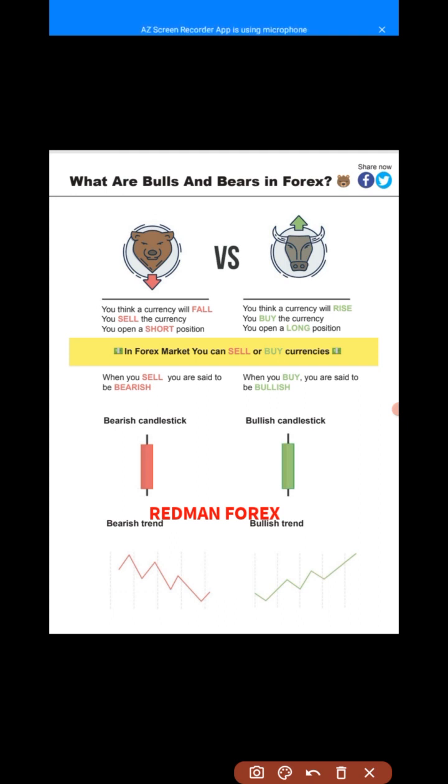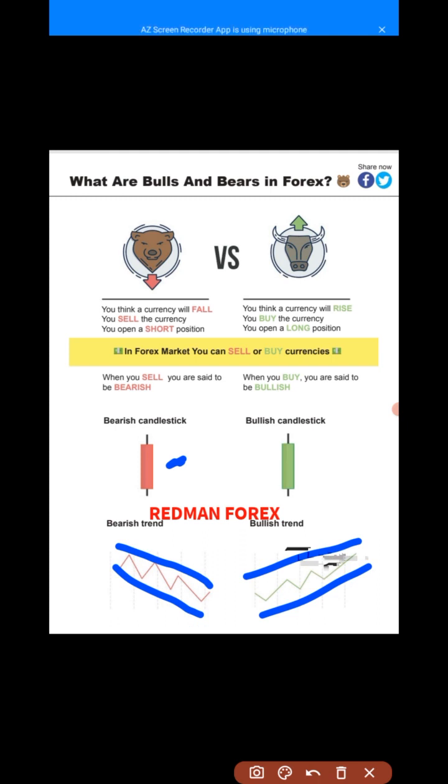So if you say the market is going bearish, that means I would simply analyze the channel and I'll see that the market is going down. So going down, that means a bearish candlestick. Going up, that is a bullish candlestick.